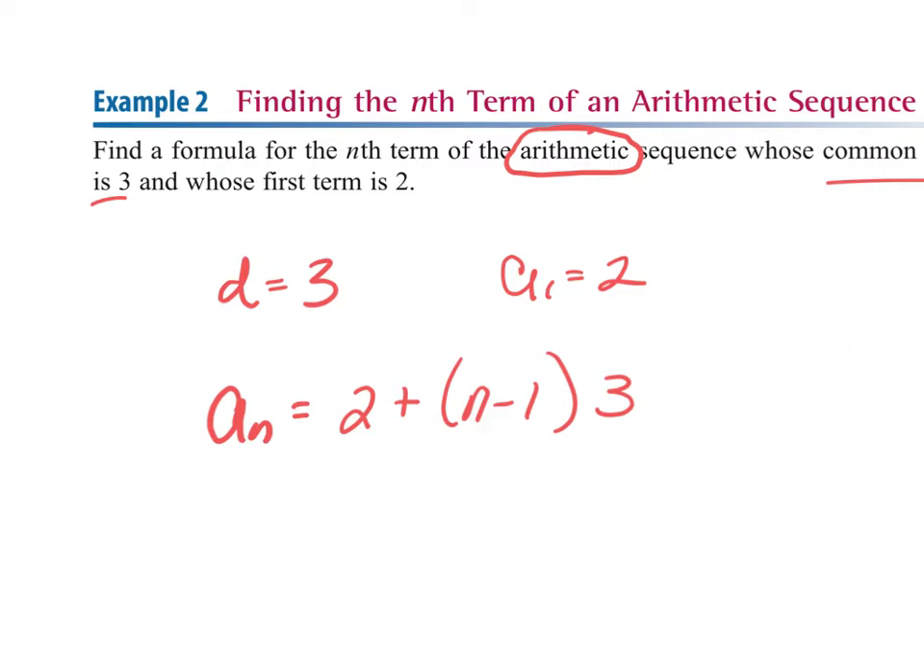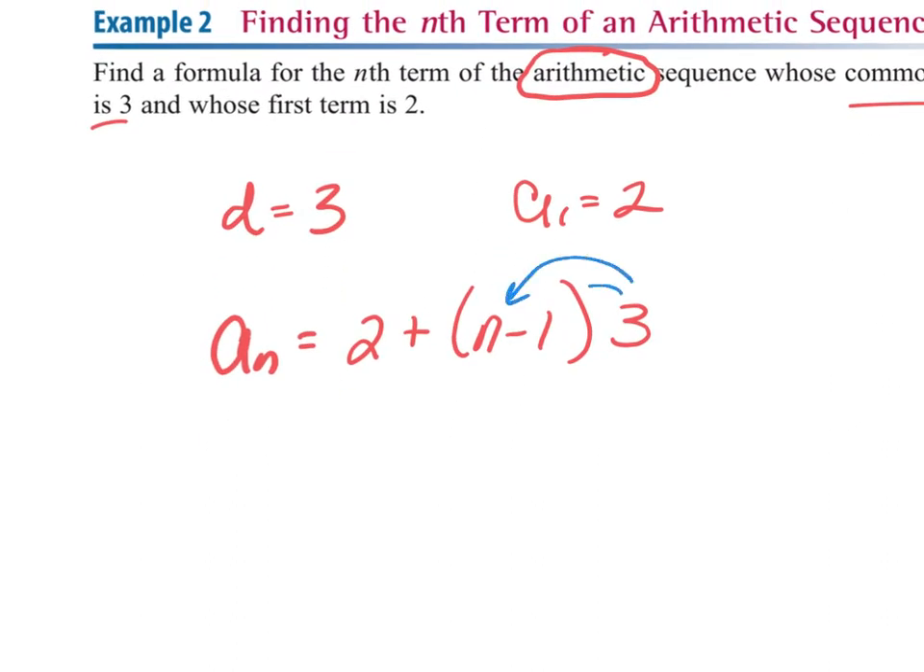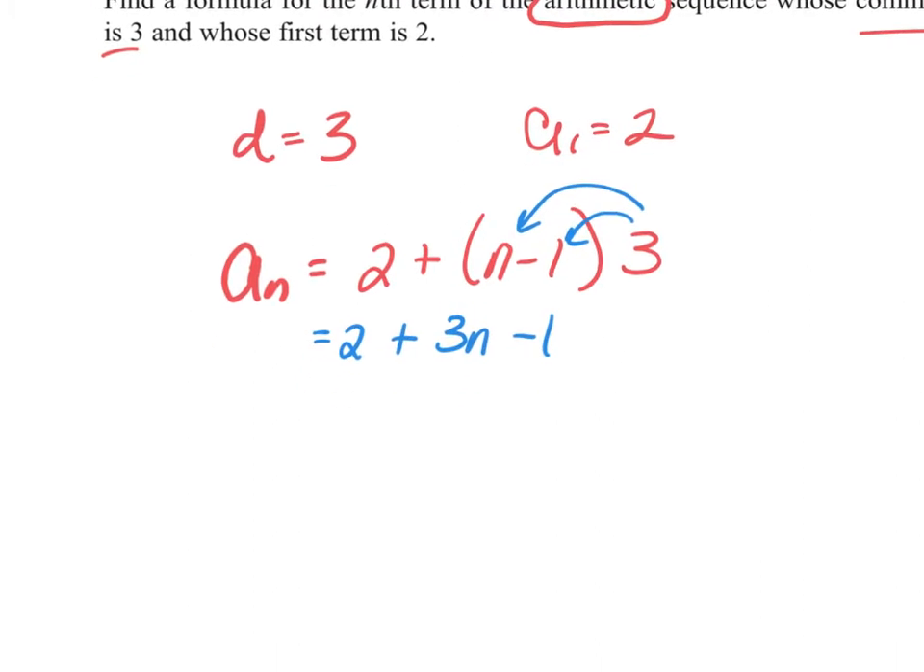Now, if we were simplifying this, guys, what would you do first? Distribute the 3. Good. So you have 2 plus 3n minus 3, correct? And then we combine like terms. So my rule is a sub n equals 3n minus 1.